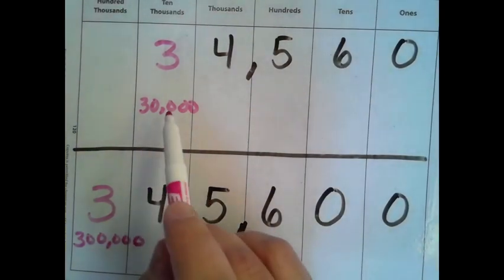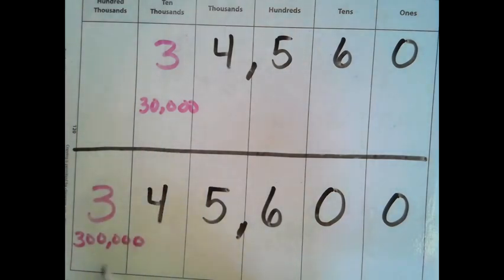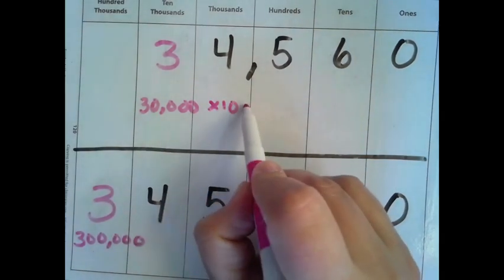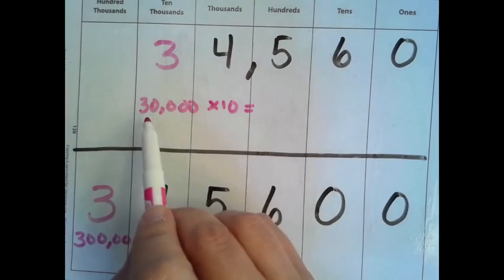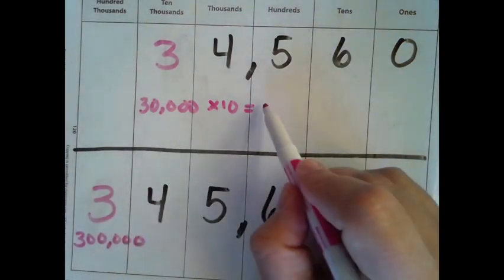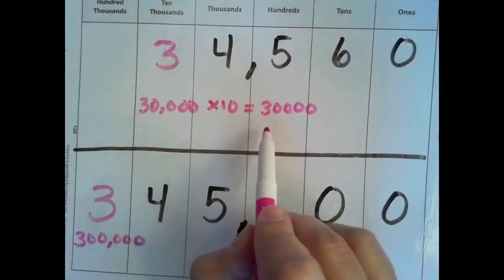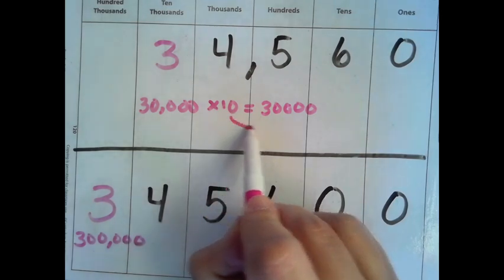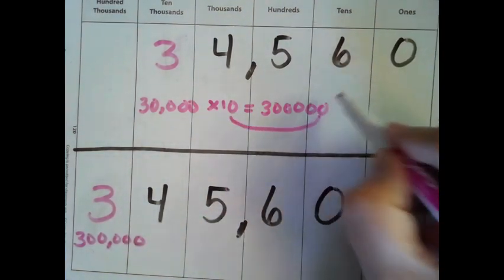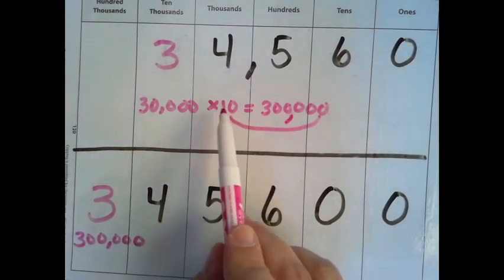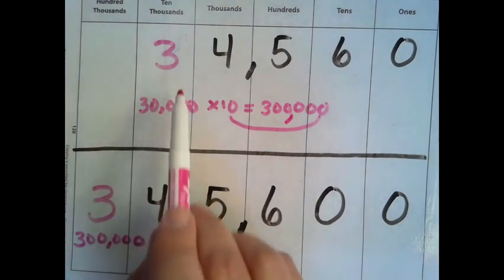So the 3 in the 100,000s place is 10 times larger than the 3 in the 10,000s place. And how do I know that? Well, if I go 30,000 times 10, and that's like an expanded fact, right? So I just take 30,000 and add a 0 to it. When we multiply by 10, we just add a 0. So that makes it 300,000. So that's why 300,000 is 10 times larger than 30,000, and that's the value here.